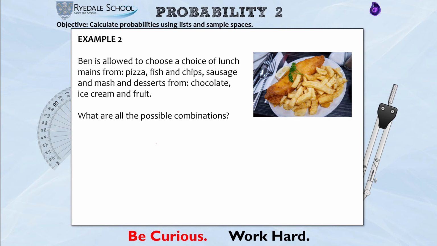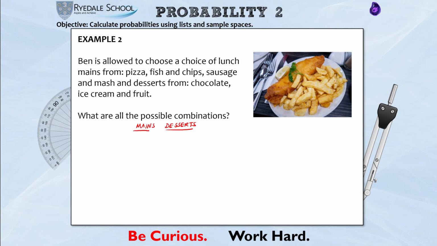So obviously I'm going to use some abbreviations here. Need to be a little bit careful with fish and chips and fruit because they both start with F. So I think I'll use a different abbreviation for fruit, maybe a capital F and a lowercase r. So I'm going to list this by putting the mains and the desserts. And I'm again going to go through this in a logical order so I don't miss out any combinations.